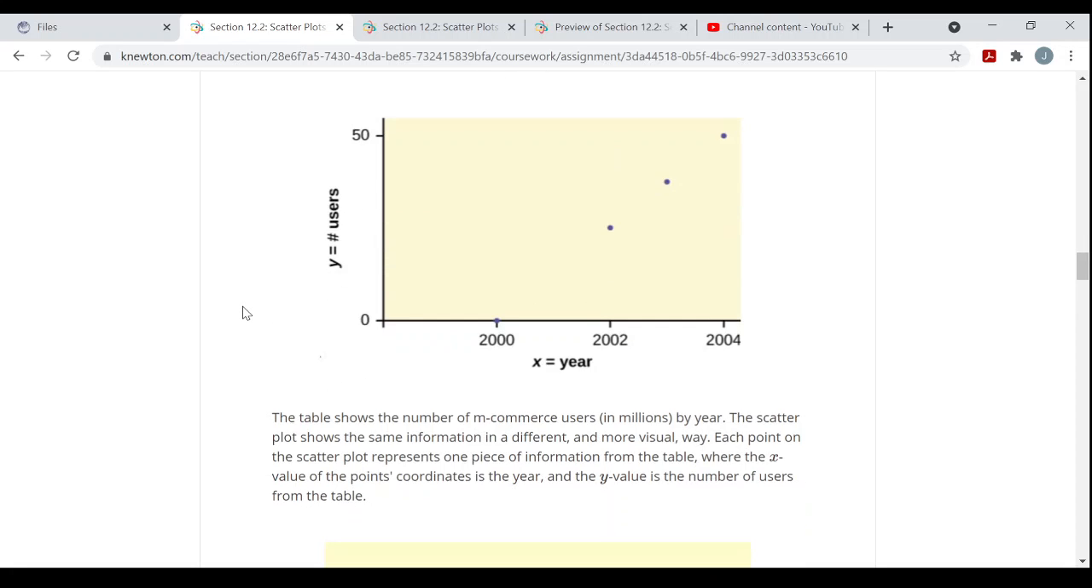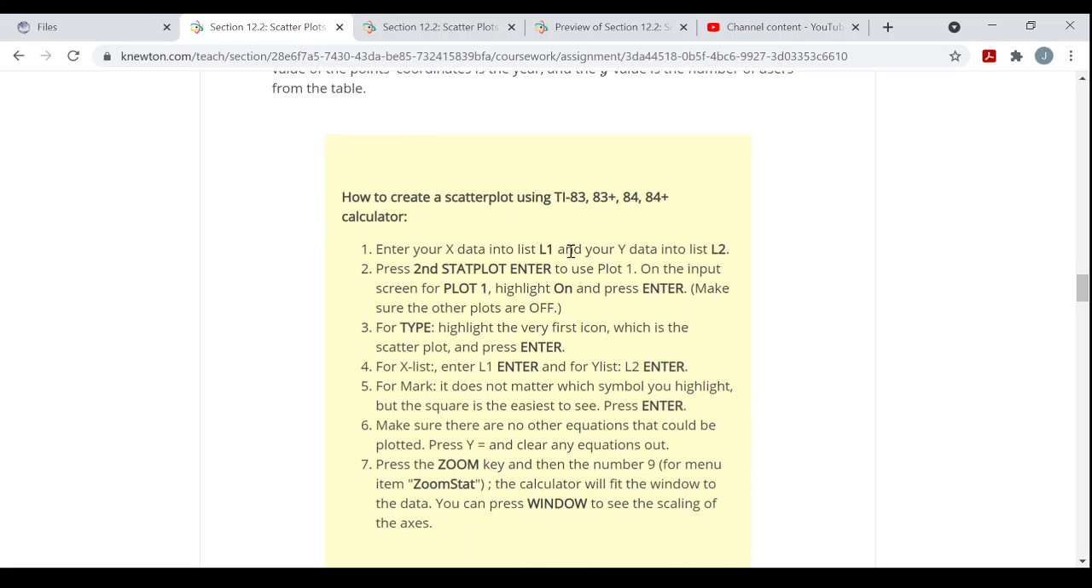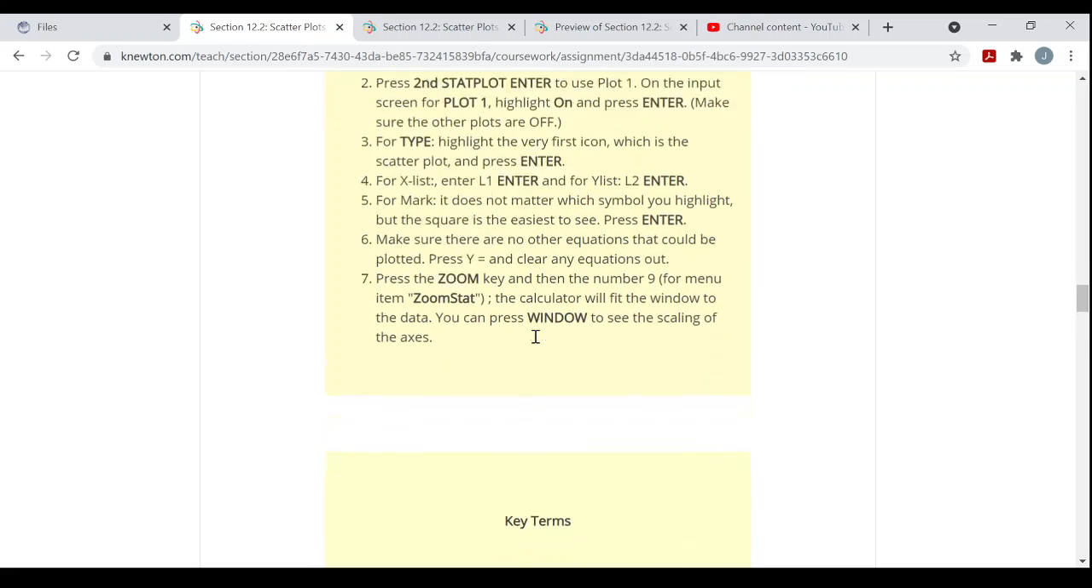Now they go over here in this section showing you how to do this on your TI-83, 84. I will show you that when we get to the question later. All right, so if you want to pause it now and read over this, go ahead, but I'll also show you when I get to the question that I'm looking at later.